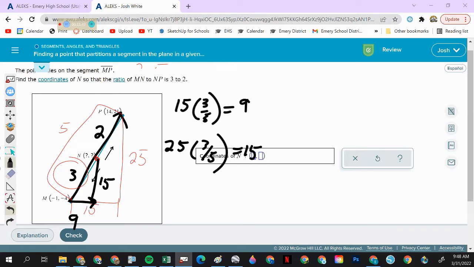So if I start at -1 and I go right 9, where do I end up? At 8. And if I start at -4 and I go up 15, I end at 11. So N is the point 8, 11.